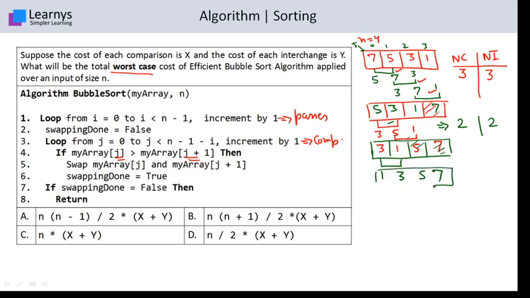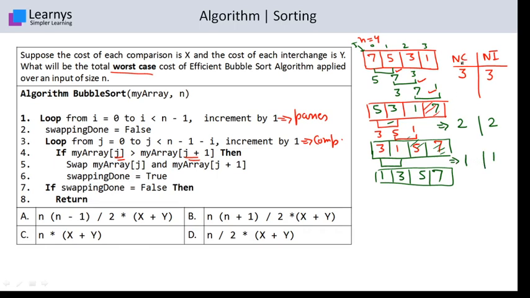So now we got the array in the ascending order. So that is the worst case. Our array initially is completely in descending order, and after sorting it gives me the sequence in ascending order. So here we can say the number of interchange is 1, and number of comparison is 1, and number of interchange is also 1.